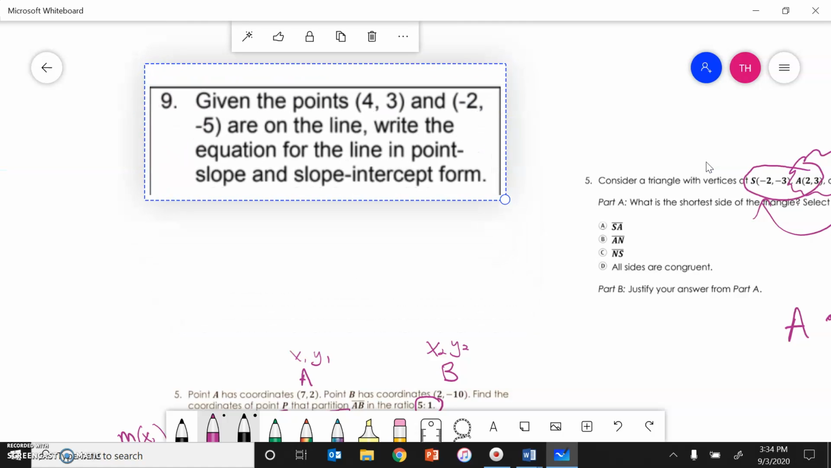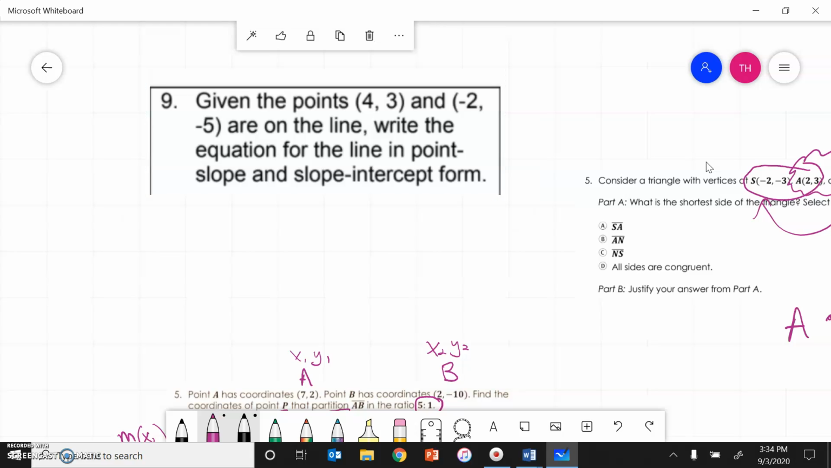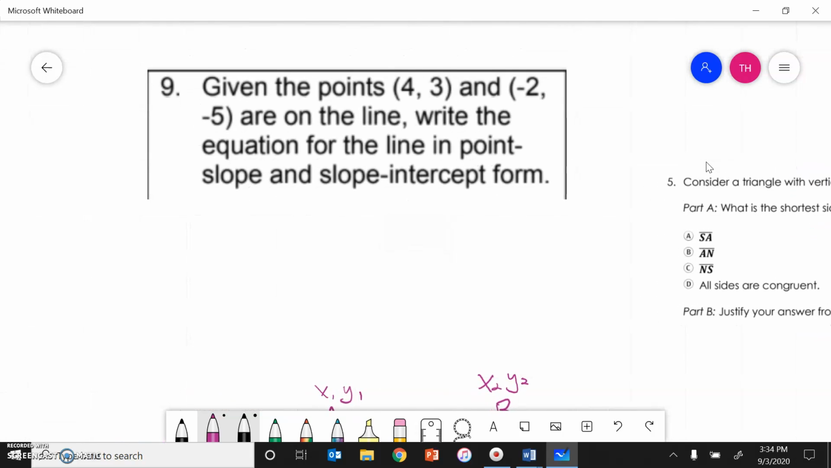It says, given the points 4, 3 and -2, -5 are on the same line, write the equation for the line in point slope form and slope intercept form. Well, all I'm given is 2 points. In order for me to write an equation, I need 2 things. I need a slope and I need a point. A point I have. I can just use 4, 3. But the slope I don't have. So I actually have to use both my points to find the slope first.